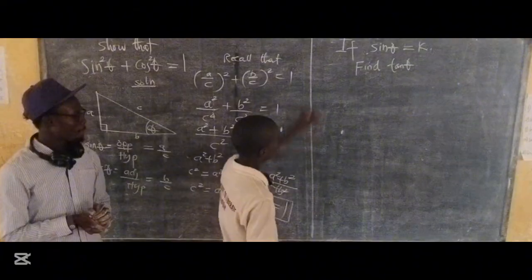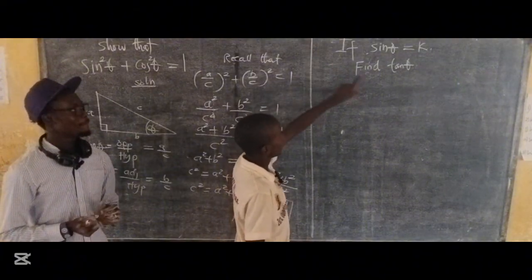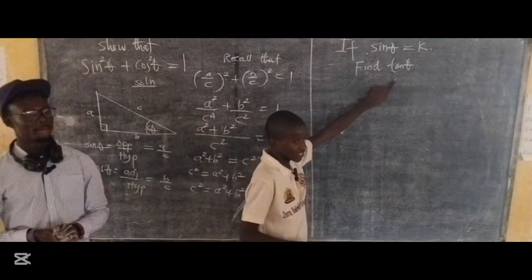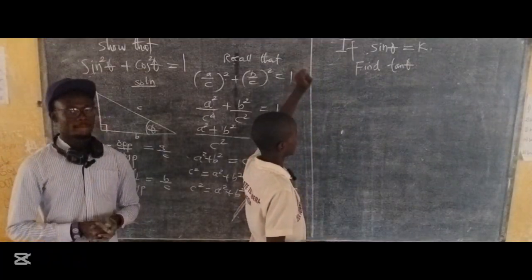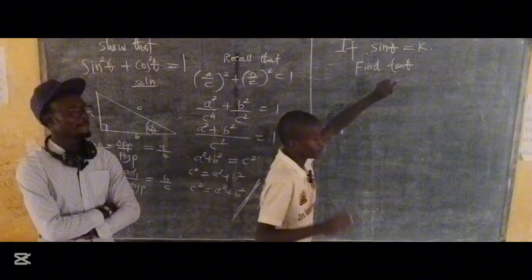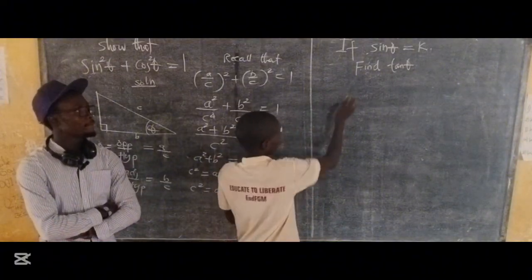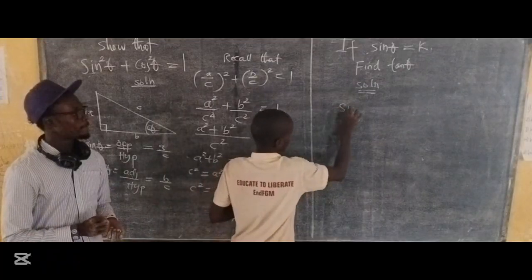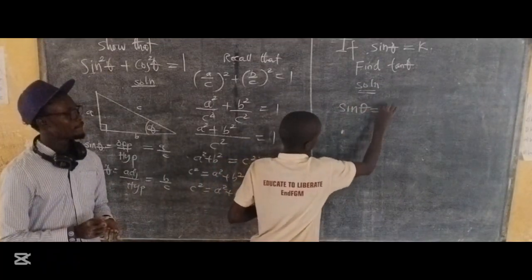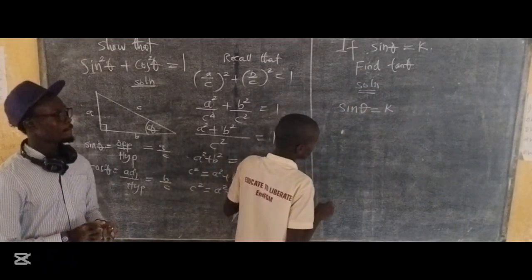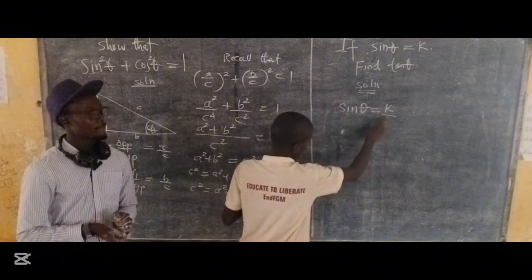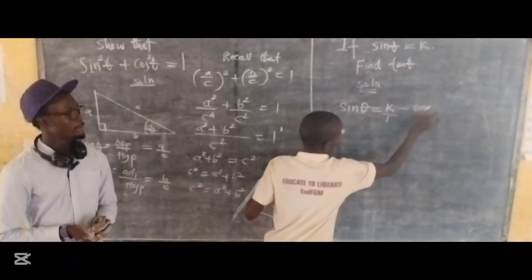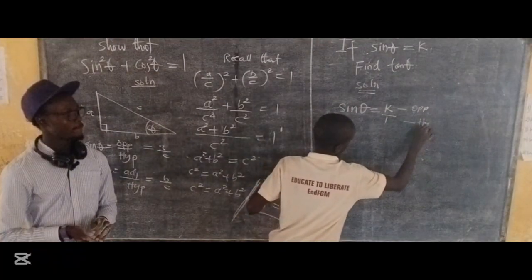Alright guys, from the board you can see a question like this. If sine theta is equal to k, now we are asked to find tan theta. Now from the three trigonometric ratios, when you're asked to find tan theta, that simply means you cover the hypotenuse. So this is the question, sine theta is equal to k, but we remind you, if you divide it by 1, it is the same. Now from this point, k is the opposite and 1 is the hypotenuse.